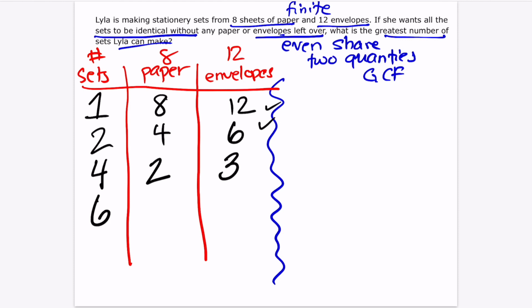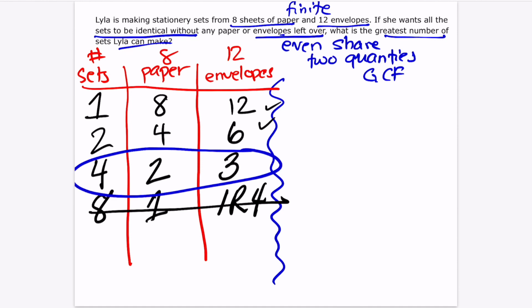And I'm going to think in my head, can 6 work? No, 8 can't be divided by 6. So now I'm kind of getting somewhere. I'm noticing something. And I'm also noticing that we're already getting very low on these numbers. So 6 doesn't work, 7 doesn't work. I can try 8. Well, 8 divided by 8 gives me 1. But 12 divided by 8, nope, that gives me a remainder. So this does not work, which tells me that this is my greatest number.